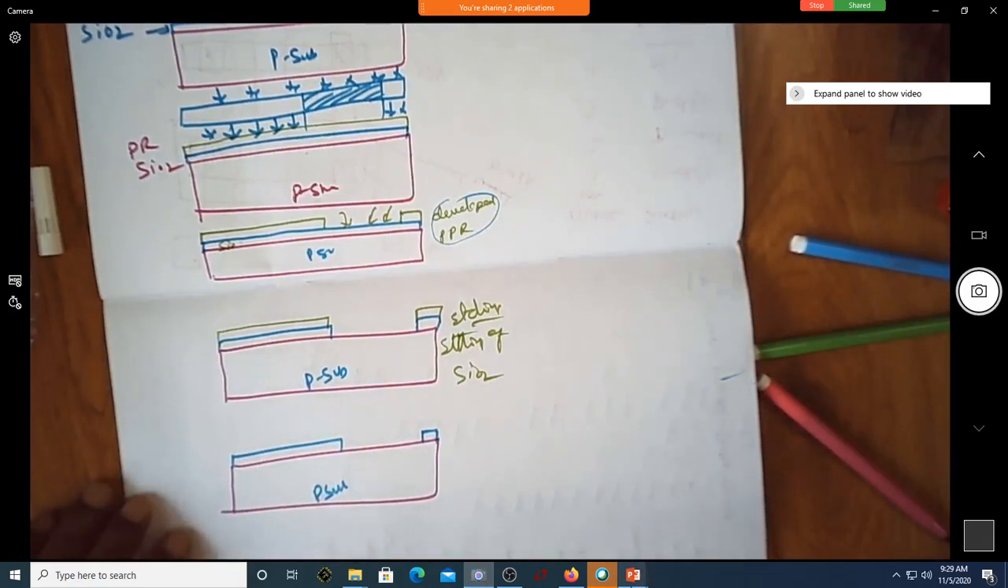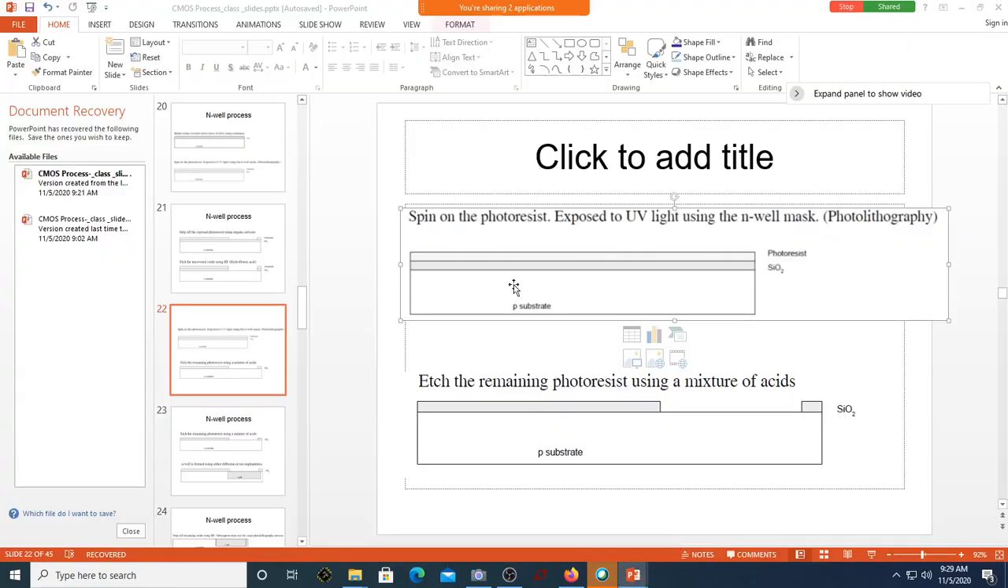That's what is there here. Can you see? That is the entire thing that happens from here to here. Clear? Yes, sir.